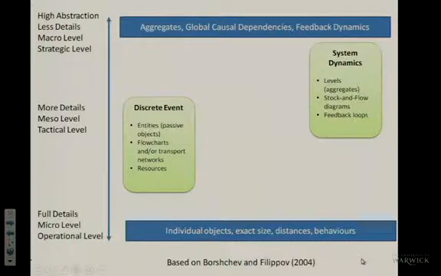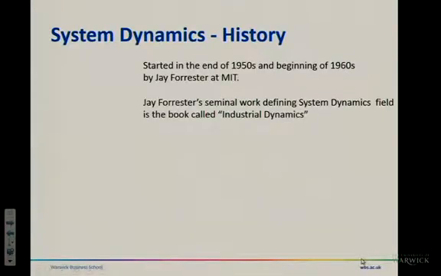So you may say, okay, where does system dynamics come from? Well, system dynamics is a methodology created at the end of the 1950s and the beginning of the 1960s by a professor called J. Forrester at MIT. Professor Forrester was an engineer. One of the main theories that he used was control theory.